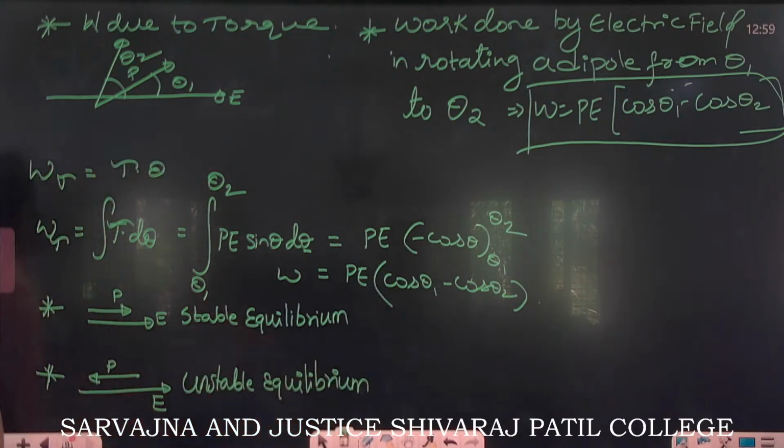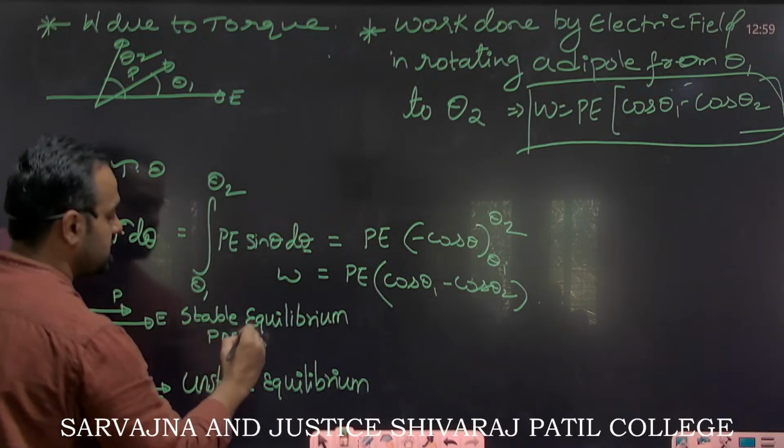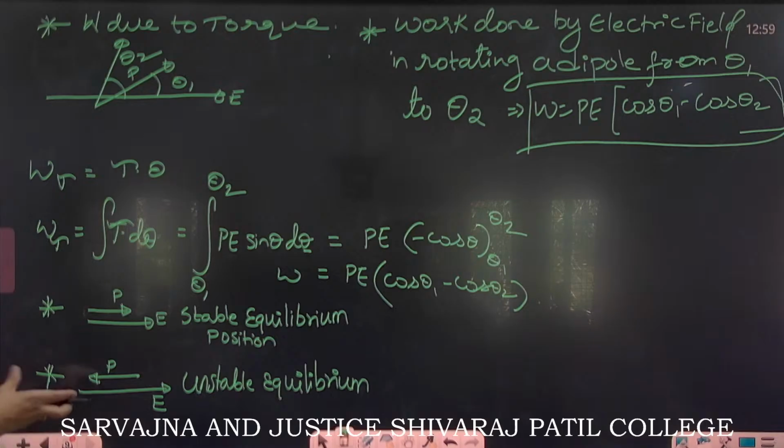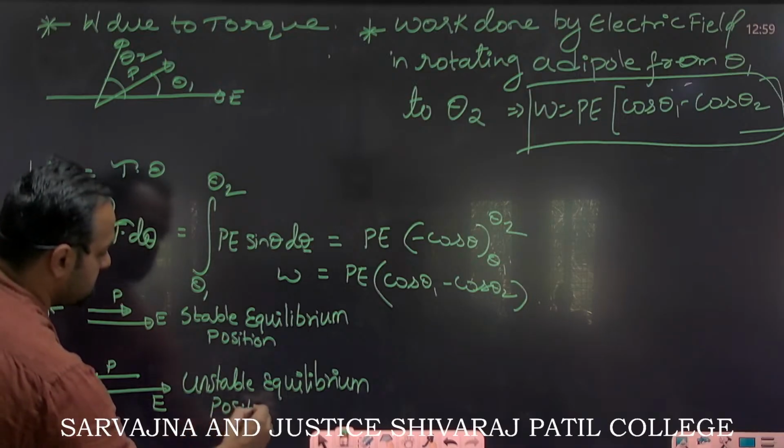Okay. Now, if the dipole and the electric field are in the same direction, this position is called what? Stable equilibrium position. And if the dipole and the electric field are in the opposite direction, this is called the unstable equilibrium position.